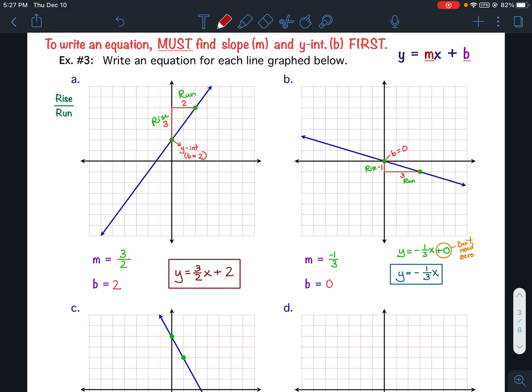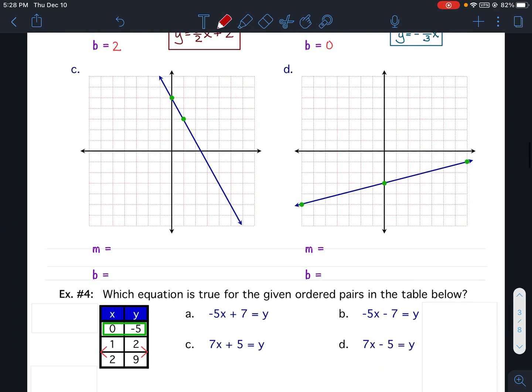Relating slope and y-intercept to linear equations, lesson 7 notes, example number 3 continued. So now I'm going to do C and D. I did A and B in the other video, now I'm going to do C and D.